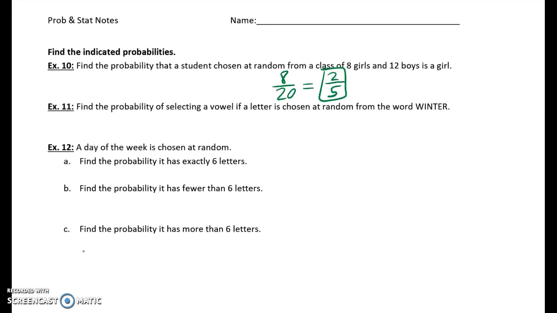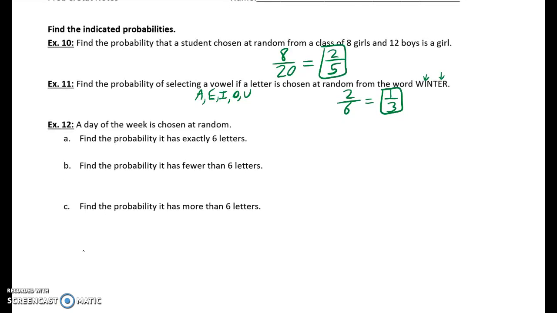Find the probability of selecting a vowel. Vowel, by the way, in case you're not clear, is A, E, I, O, and U. We will not include Y for this class, okay? So selecting a vowel if a letter is chosen at random from the word winter. Well, how many vowels are in the word winter? I see an I and I see an E. So there are 2 successful outcomes out of 6 letters total because the word winter is 6 letters. And that reduces to a fraction of 1/3.